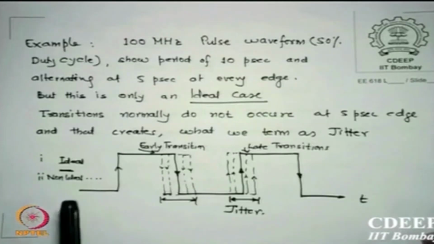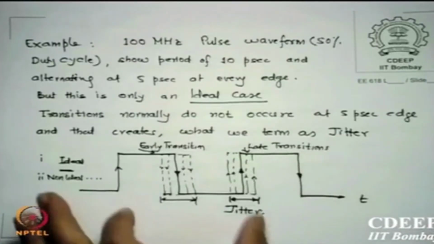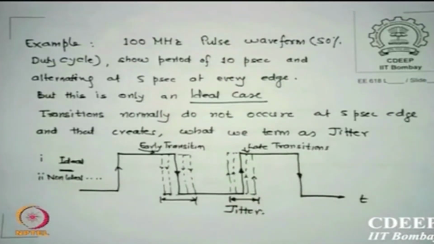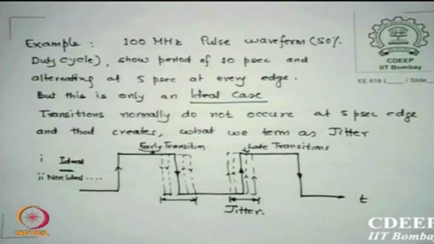So here is one I have shown you. This is your ideal pulse which you are expecting. This is the period. Now what happens in actual transitions, there can be an early transition or there can be a late transition. So the maximum early to late transition width in time is called jitter. There is an early transition, there is a late transition. The maximum difference of early to late transition is called jitter.